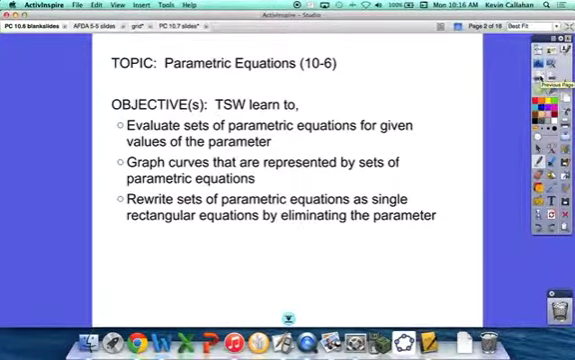Okay, parametric equations. Now, the truth is, what we do today, we're not doing a ton with these parametric equations. But I know that if you ask the calculus teachers, they would say out of everything we're doing in this chapter, this is the most important thing for them.